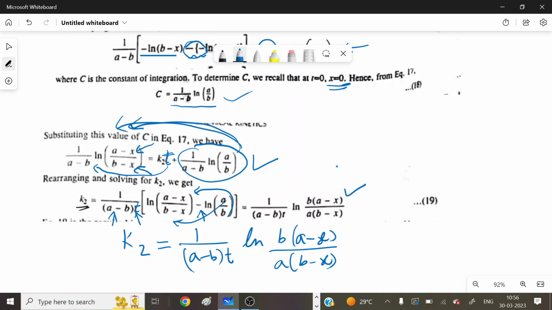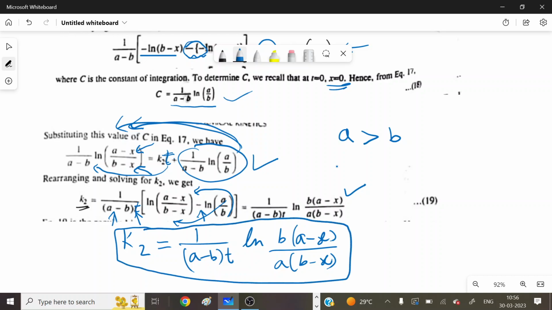This is the integrated rate equation for a second order reaction with unequal initial concentrations, and we assume that the concentration of A is greater than the concentration of reactant B, so a is greater than b. You will get the integrated rate equation for second order reaction: k2 is equal to 1 upon (a minus b) t ln [b (a minus x) upon a (b minus x)].